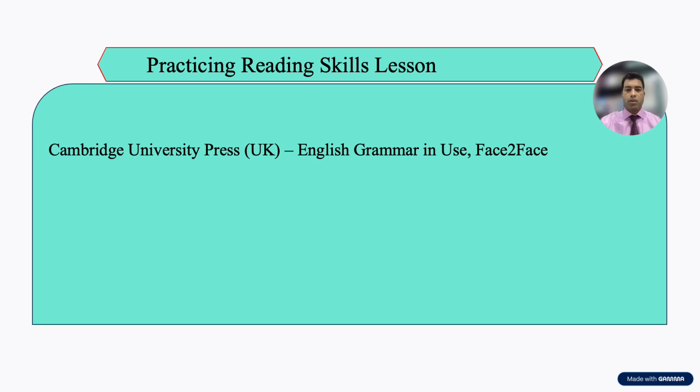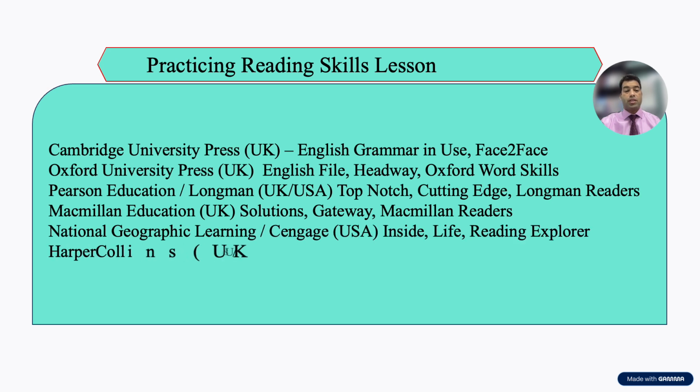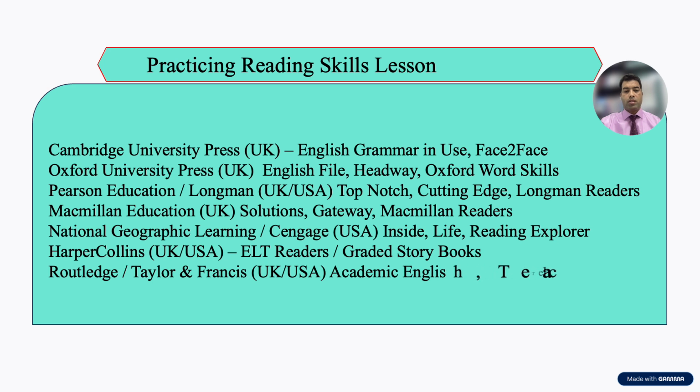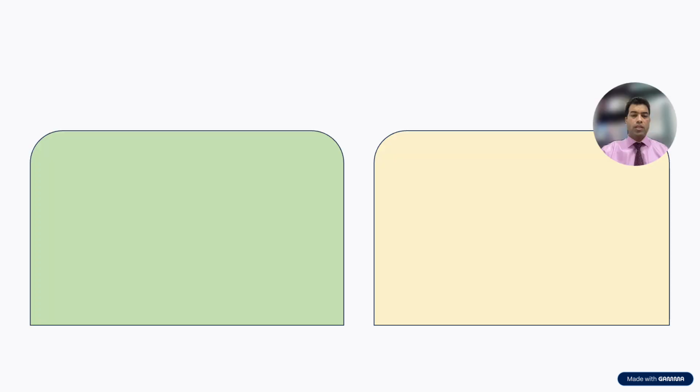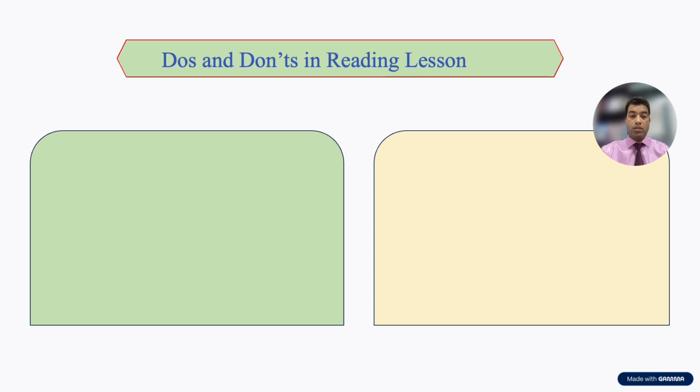teachers. Some of the reliable authentic resources are Cambridge University, Oxford University, Pearson Education, Macmillan Education, National Geographic, Harper Collins, also British Council. They provide Routledge, Taylor and Francis. Some reliable sources give teachers a lot of resources so they can use them in the EFL class, ESL class, or ELT class.